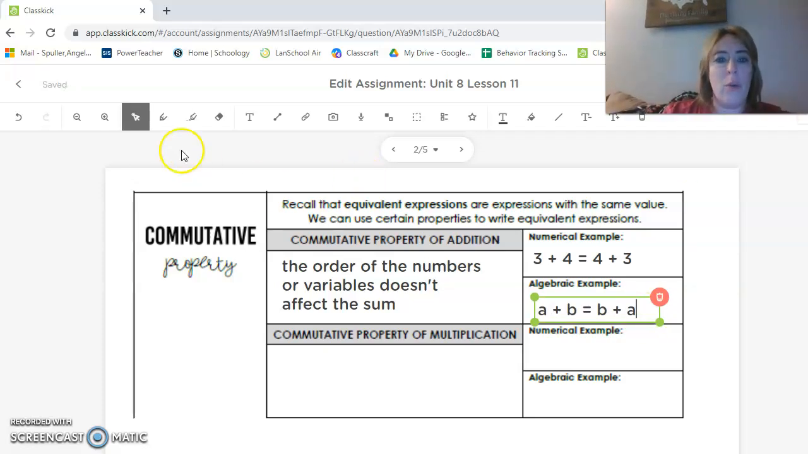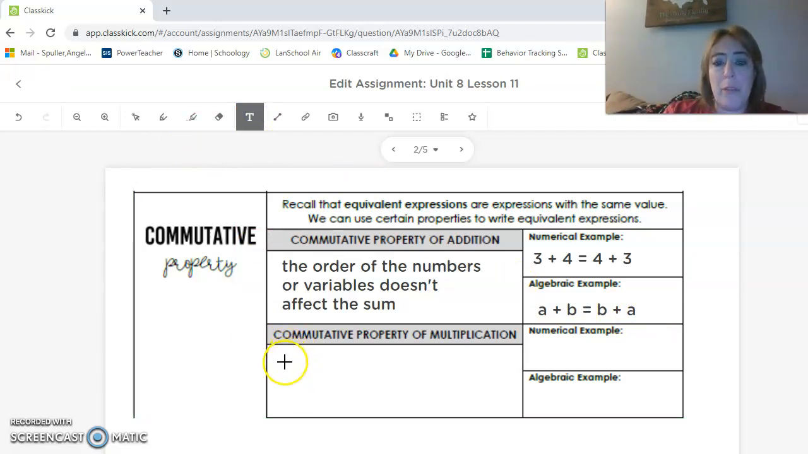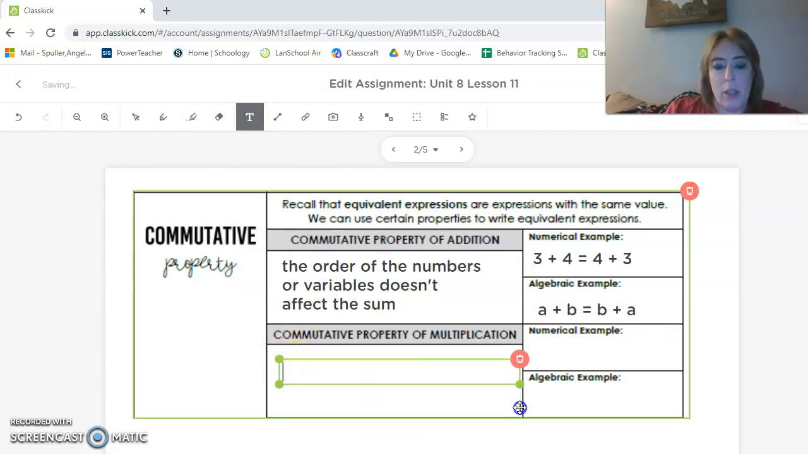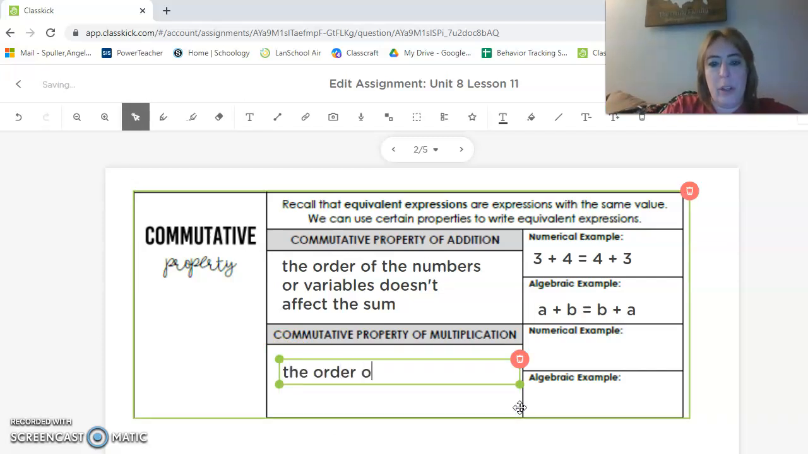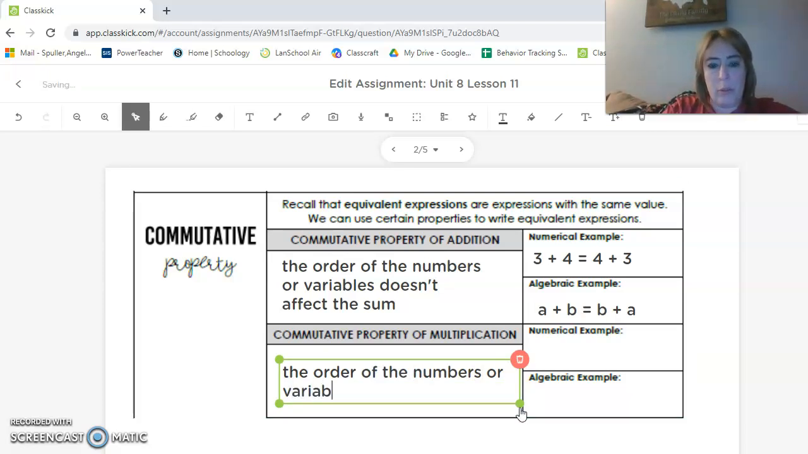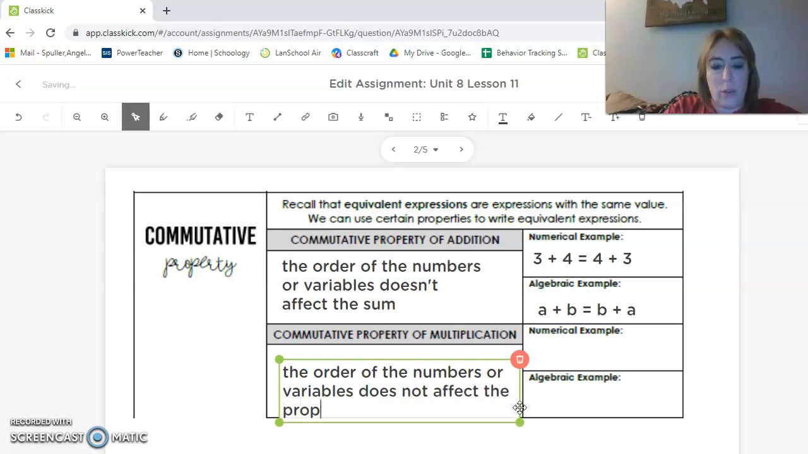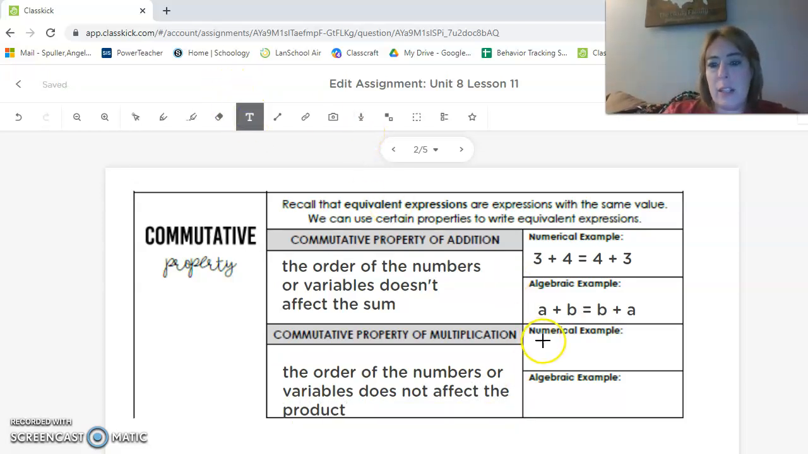Okay, now, what is the commutative property of multiplication? Well, let's see. It's the order of the numbers or variables does not affect the product or the answer. Same thing as the addition, only this time we're using multiplication.